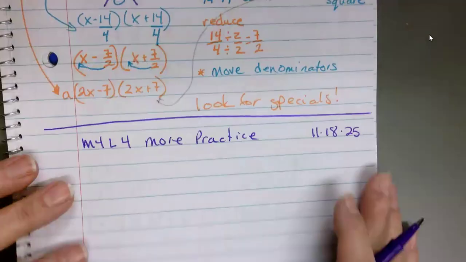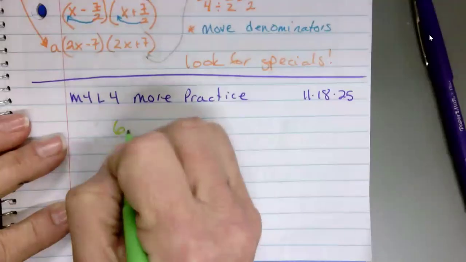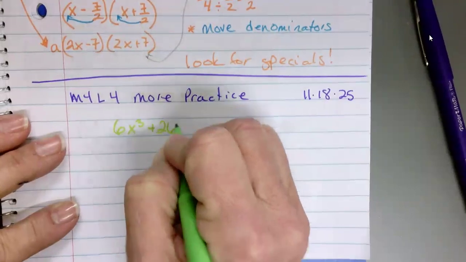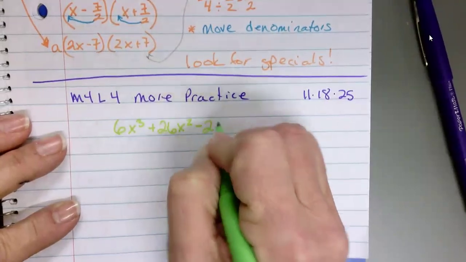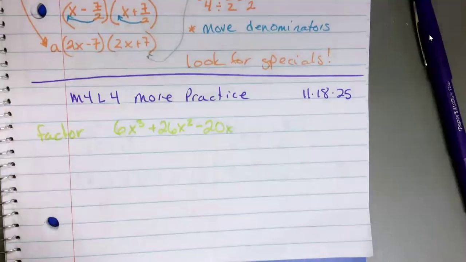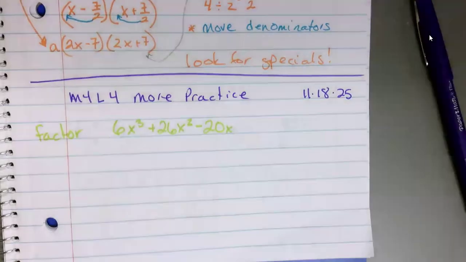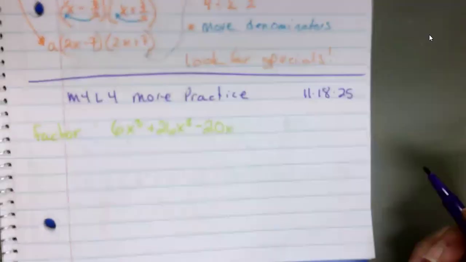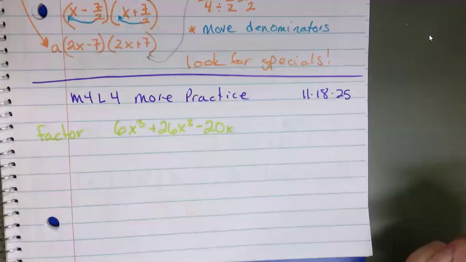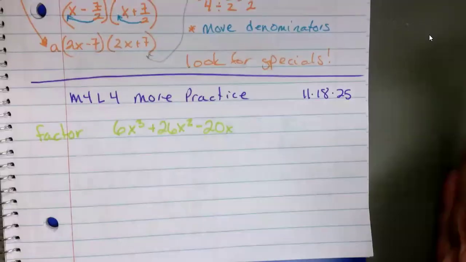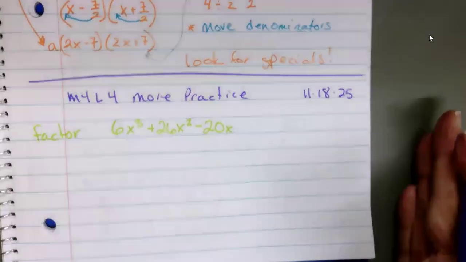The problem we're going to practice with is, what if we had 6x cubed plus 26x squared minus 20x, and the direction said to factor that? All right, so if you go back a page and look at your notes, the first step is to put it in standard form. This one is already in standard form because it has its highest exponent first, the x cubed, then goes down to x squared, then to x.